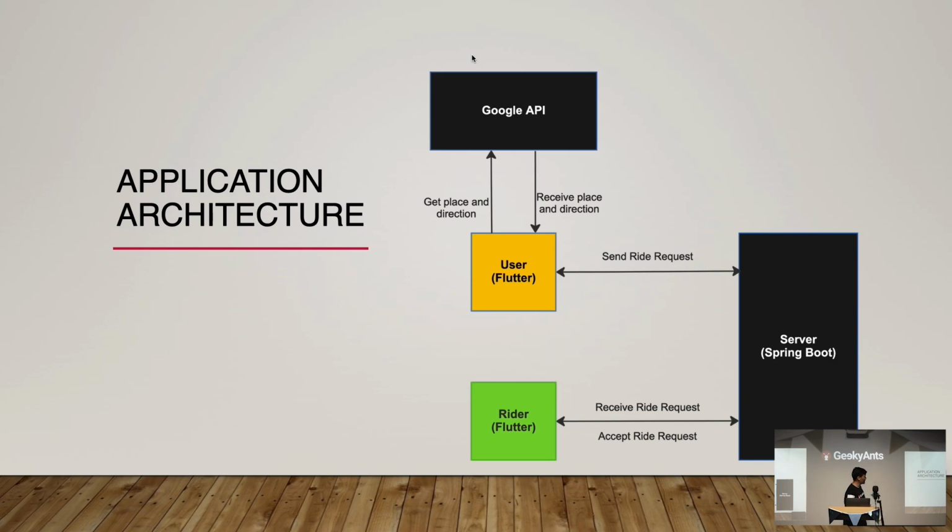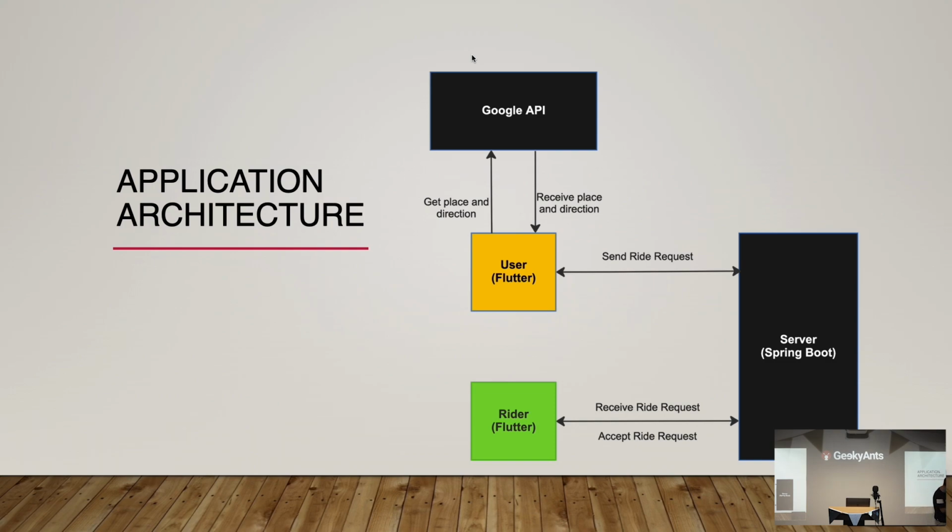And yeah, this is the application architecture. Here you can see we have a rider, which is a Flutter app, and this is a user application, again Flutter. What happens is that first, in the user app, we will call an API to Google to get the place and directions. Once we get the place and direction, we can simply send a request to Spring Boot, and from Spring Boot it will send the same request to the driver, where we will get the ride request, right?